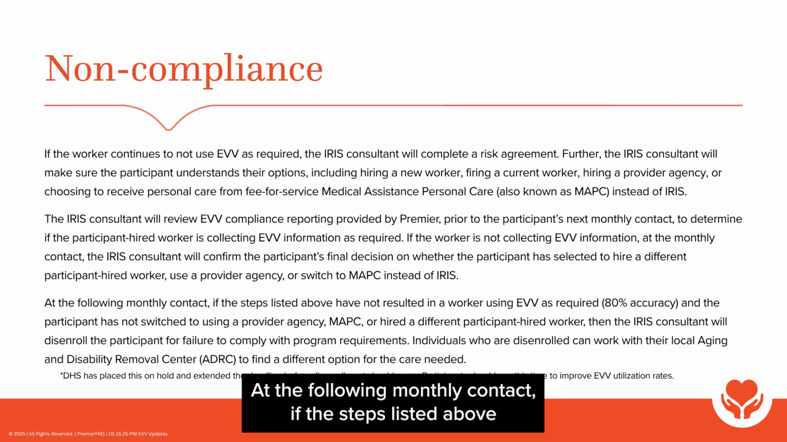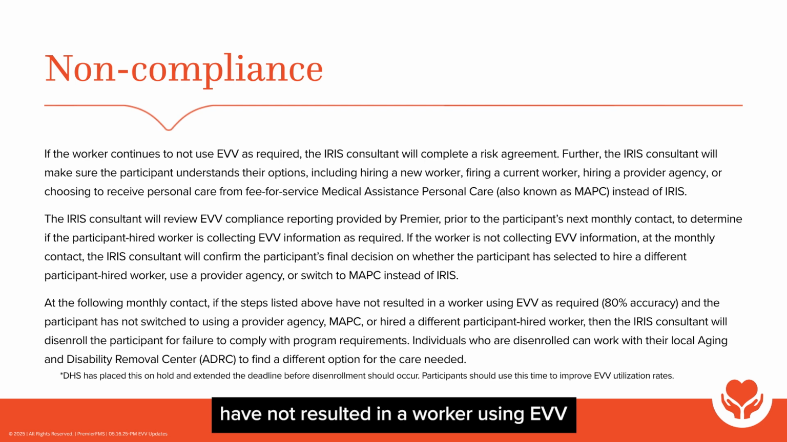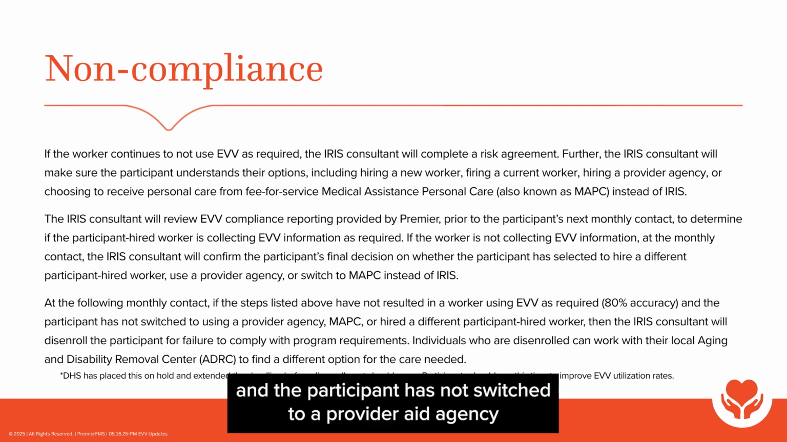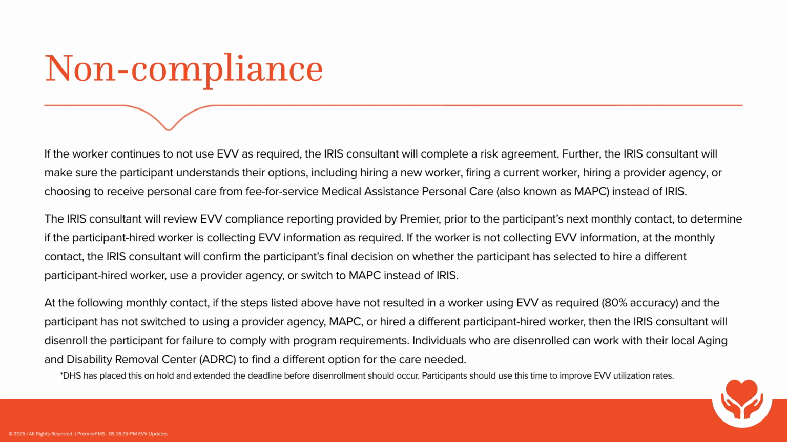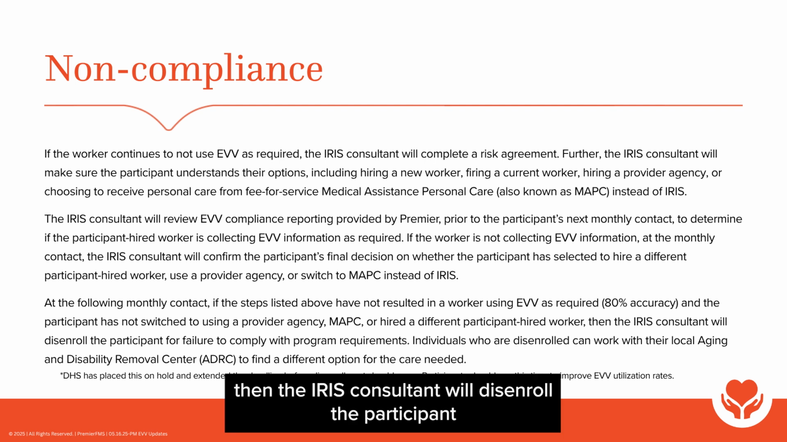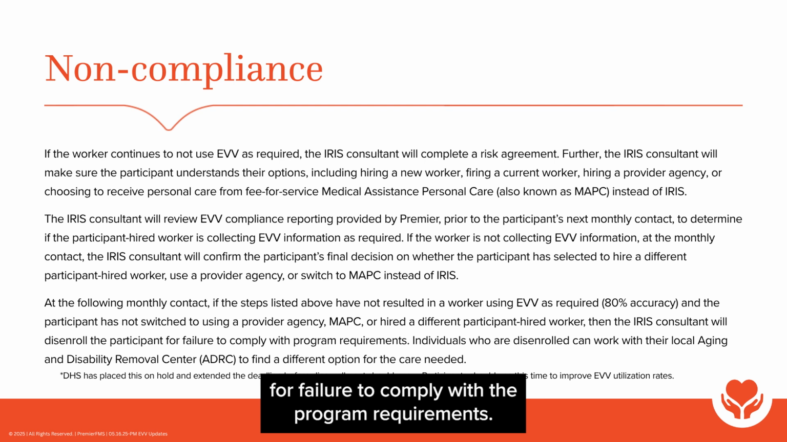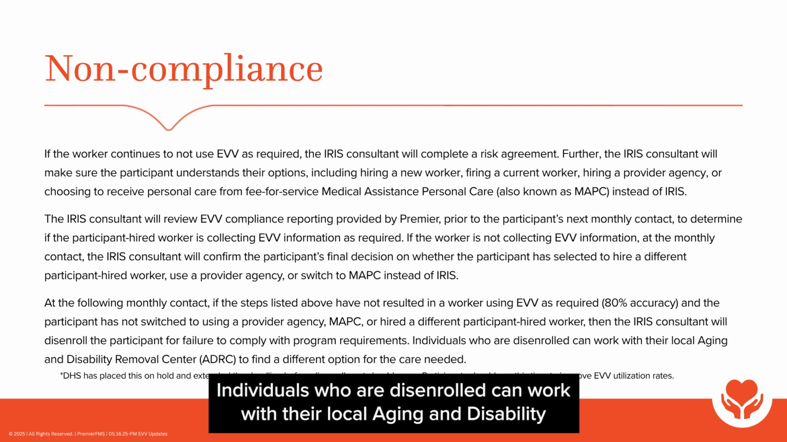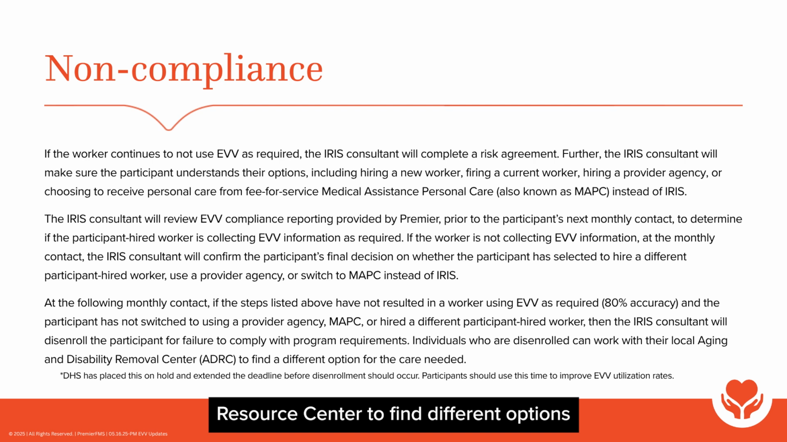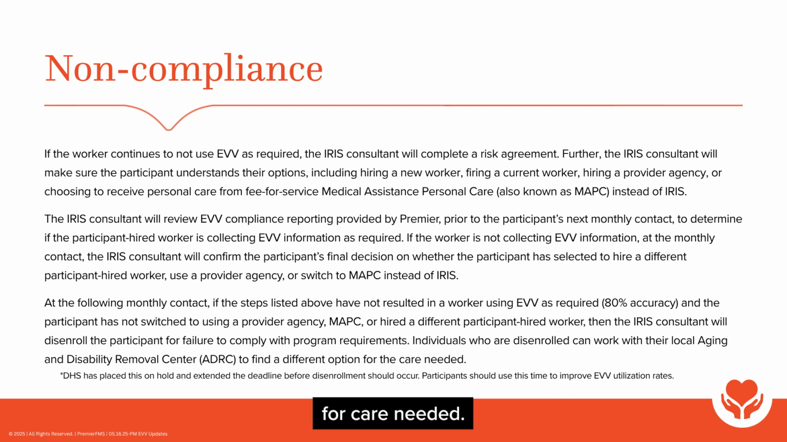At the following monthly contact, if the steps listed above have not resulted in a worker using EVV as required with the 80% accuracy, and the participant has not switched to a provider agency or MAPC or hired a different worker, then the IRIS consultant will disenroll the participant for failure to comply with the program requirements. Individuals who are disenrolled can work with their local aging and disability resource center to find different options for care needed.